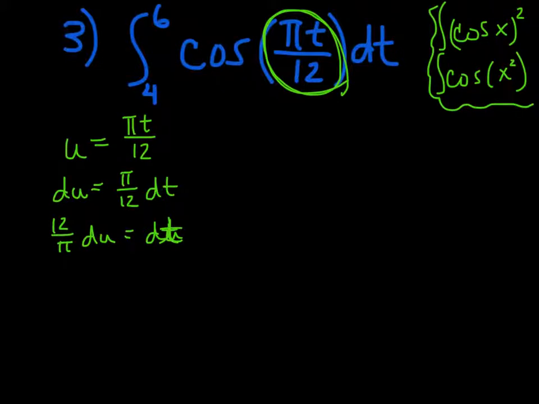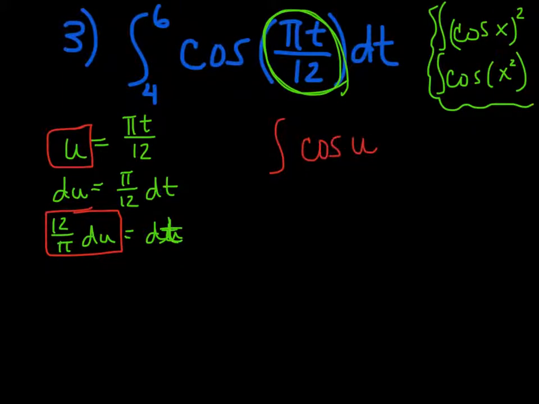All right, so now I'm ready to plug in. Okay, I've got my expression for dt, and I know that instead of pi t over 12, I'm going to put in a u. So I'm going to do the integral, again, leave off the bounds for a second, of cosine of u, and then instead of dt, I'm going to have 12 over pi du. Okay, this is kind of a cool one because there's nothing that needs to cancel. Everything is in terms of u.